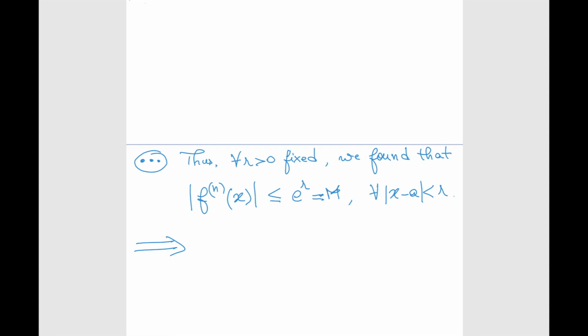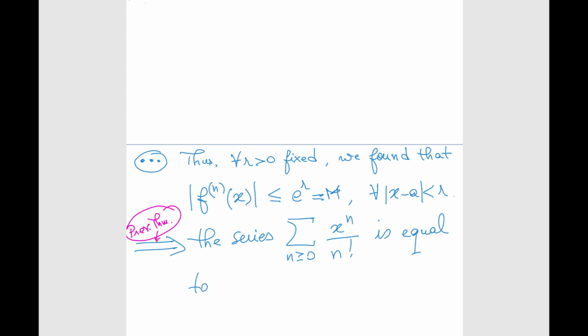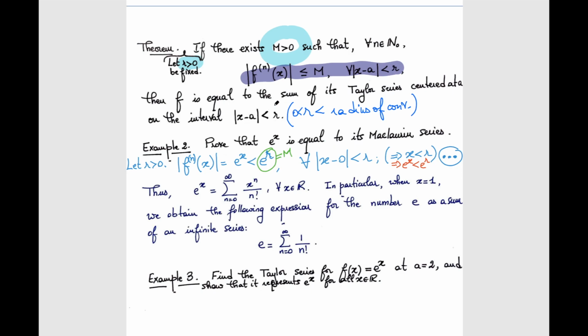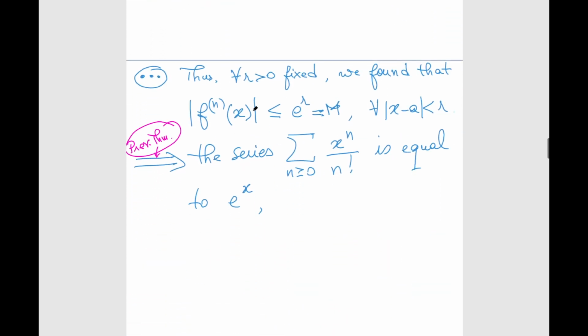So by the previous theorem, this is where the previous theorem kicks in, we can conclude that the Maclaurin series, which is the sum of x^n over n factorial, is equal to the function e^x. Where does this happen? It happens for all x in that neighborhood, a minus r, a plus r. Make sense? And don't forget, this is for all numbers r. Okay, so far so good.